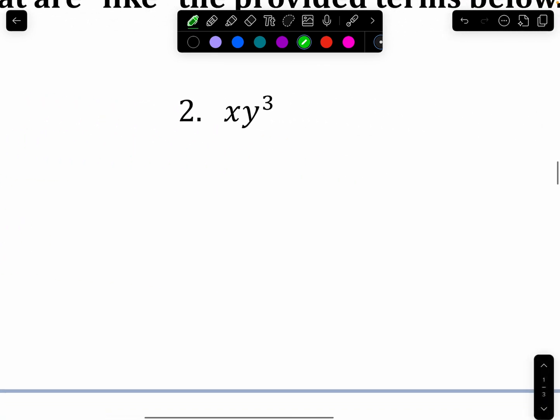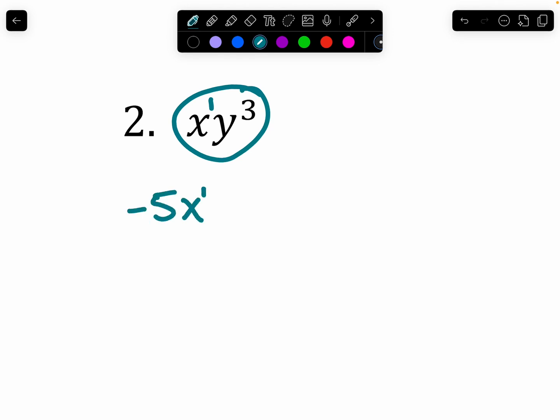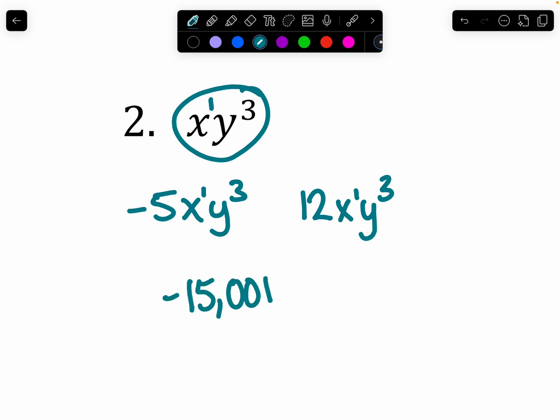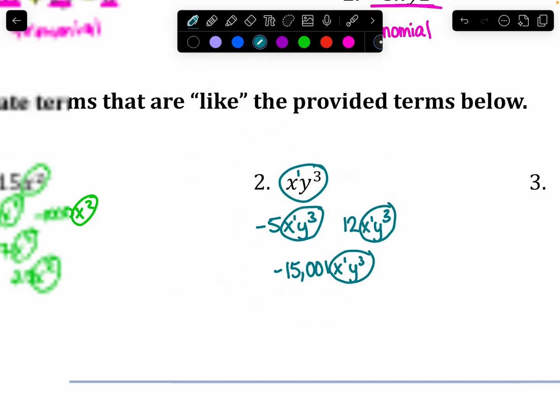If I move over to example 2, it has an x to the first, a y to the third. So any term that I write that is like this has to also have an x to the first and a y to the third. So I could do negative 5x to the first, y to the third. That's a like term. I have 12x to the first, y to the third. I have negative 15,001 x to the first, y to the third. Because all of these end in x to the first, y to the third, they are like x to the first, y to the third at the beginning.